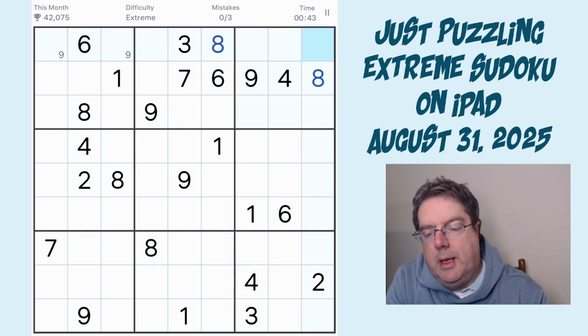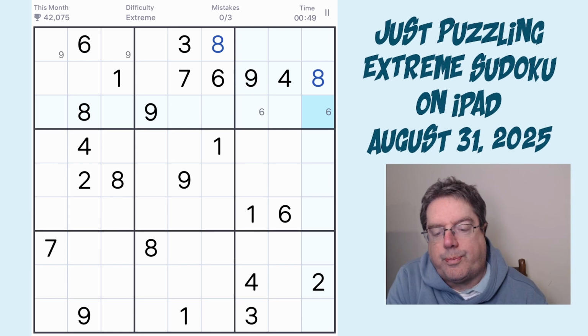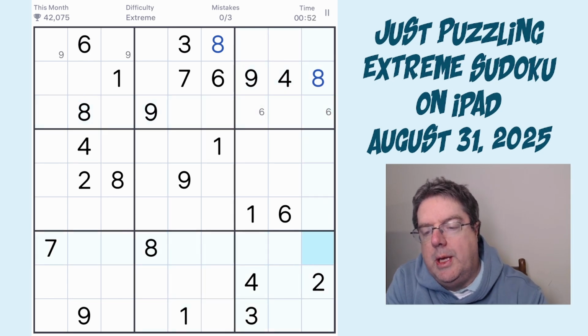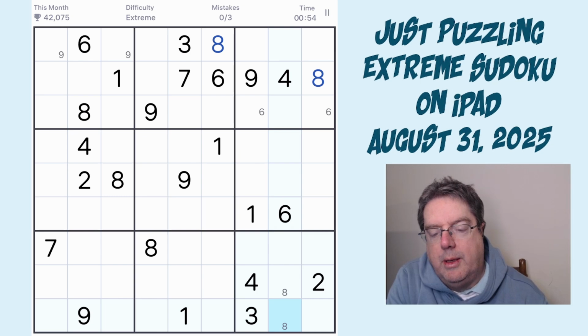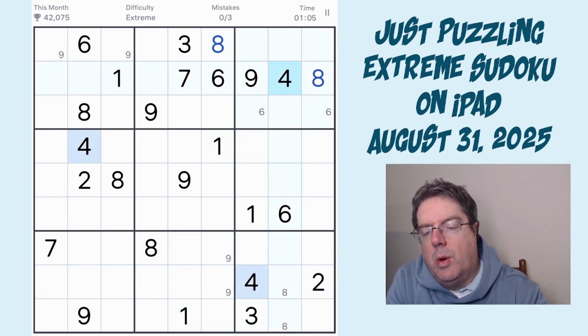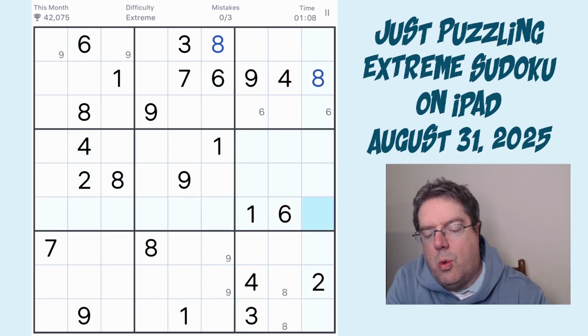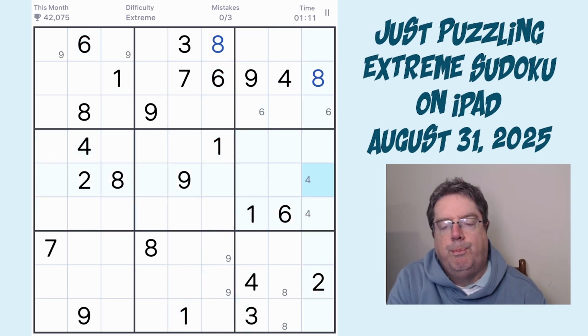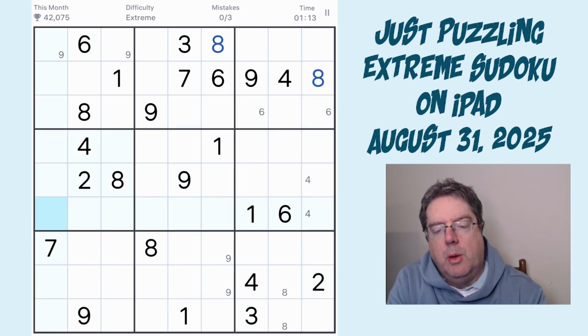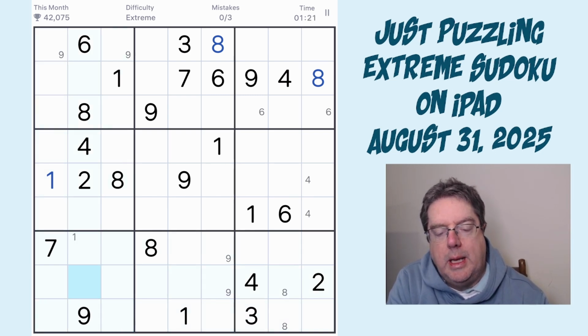The 6 comes across here, 6 comes up here, so this is a 6 here. 8 comes across here, 8 comes down here, so one of these two is an 8. 9 comes across here, 9 comes down here, so 9 is one of these two. 4 comes up here, 4 comes down here, 4 comes across here, so 4 is one of these two. 1 comes across here, so that's a 1 there. 1 comes down here, so this is a 1 here.